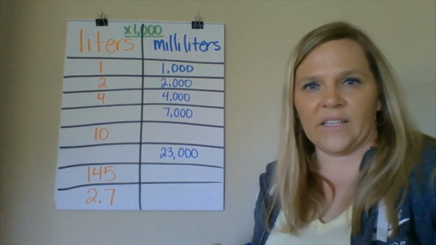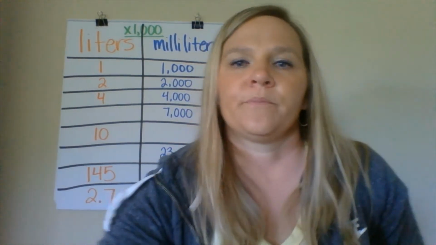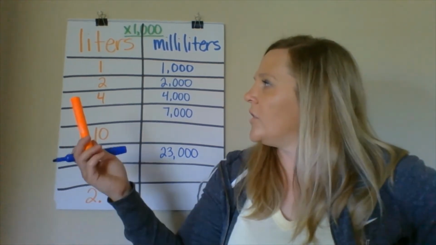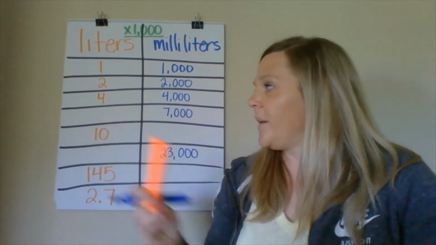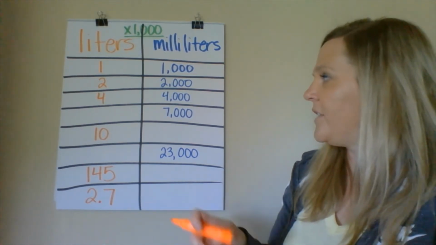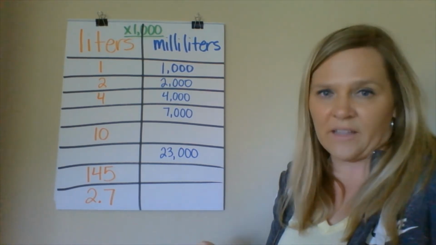4,000 milliliters, right? So what if I have 7,000 milliliters? Again, whatever number I'm writing under liters has to be multiplied by 1,000 and it will equal 7,000.